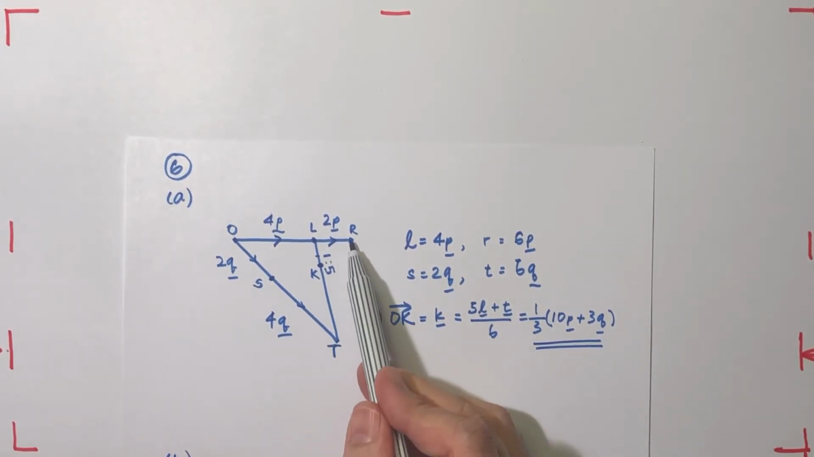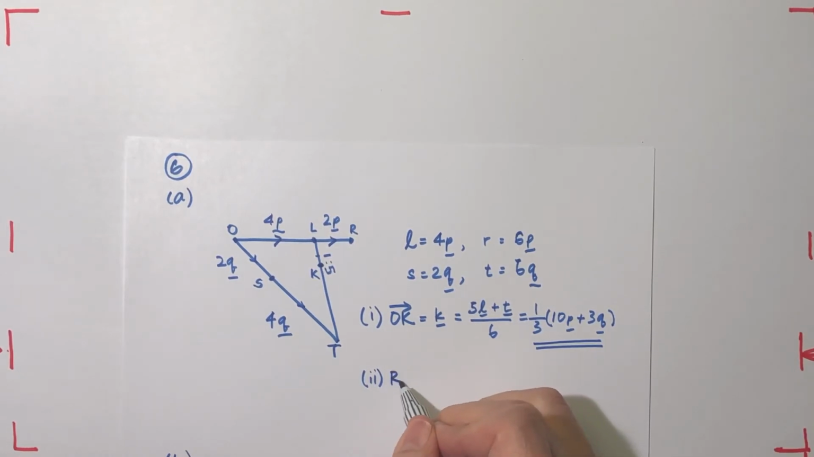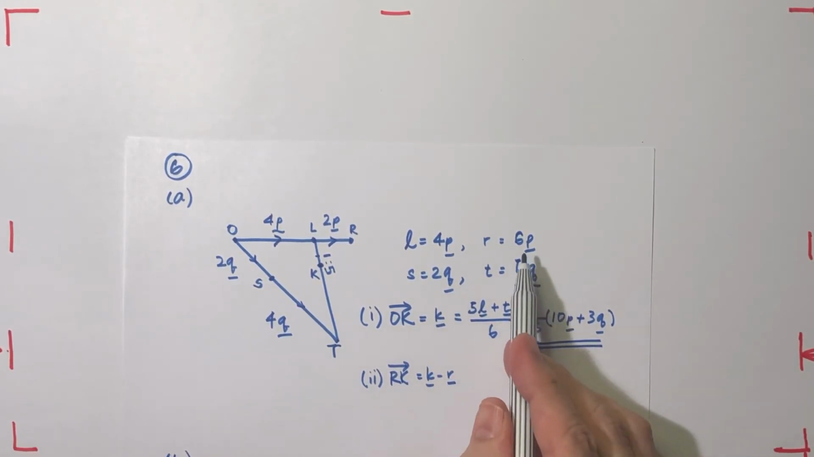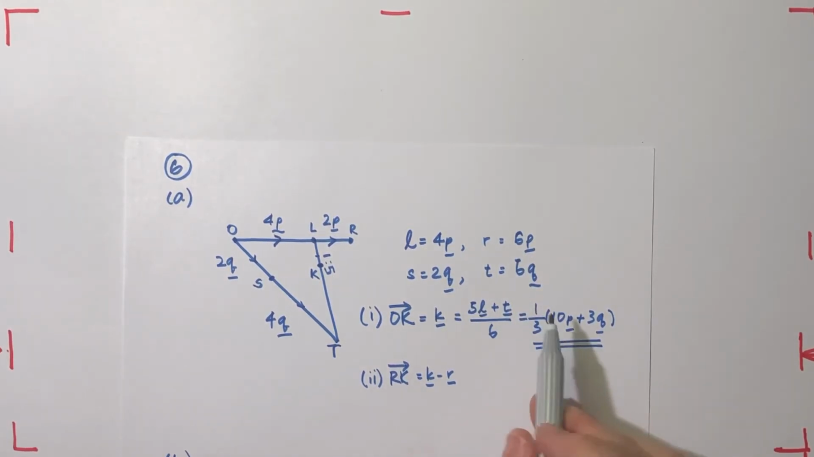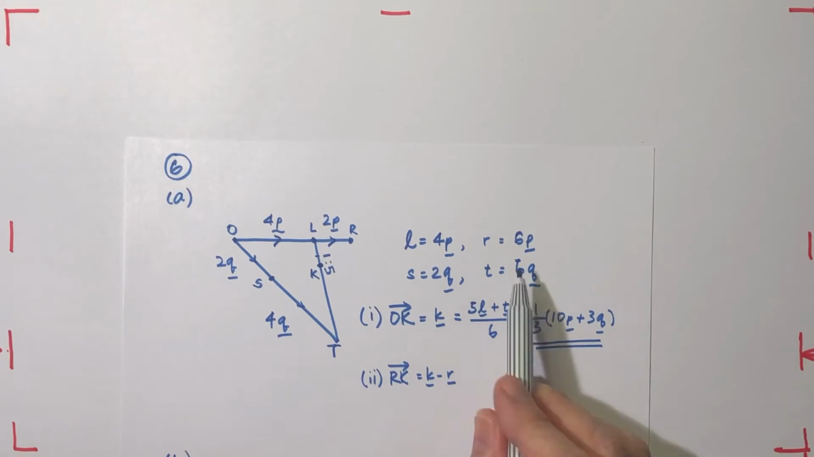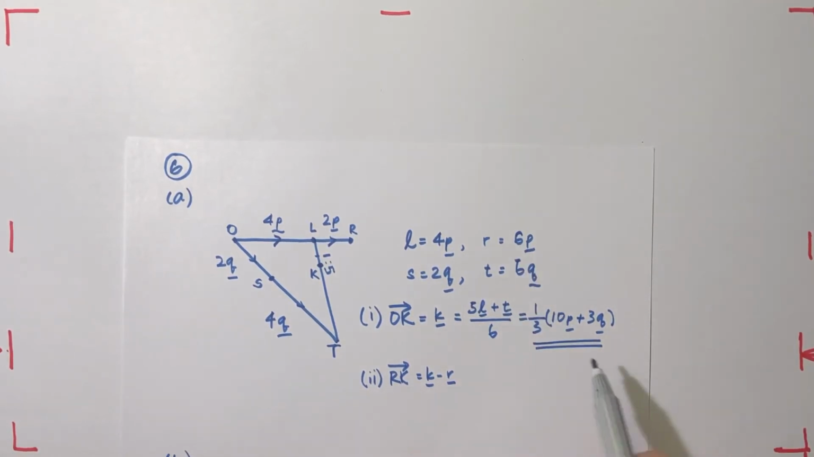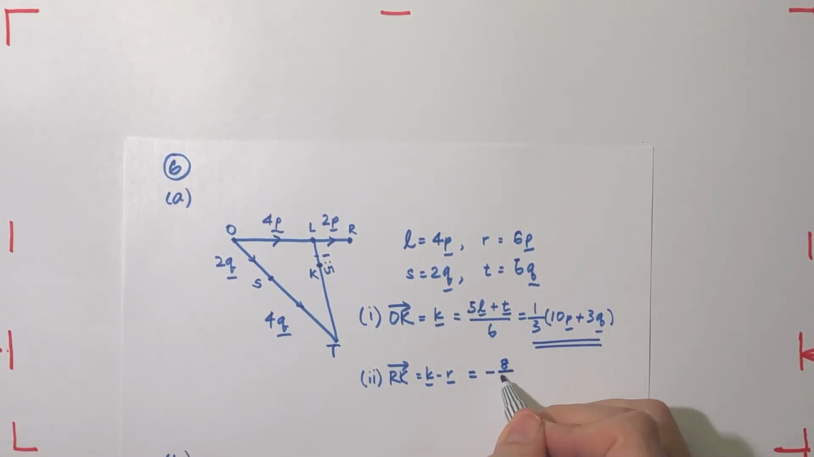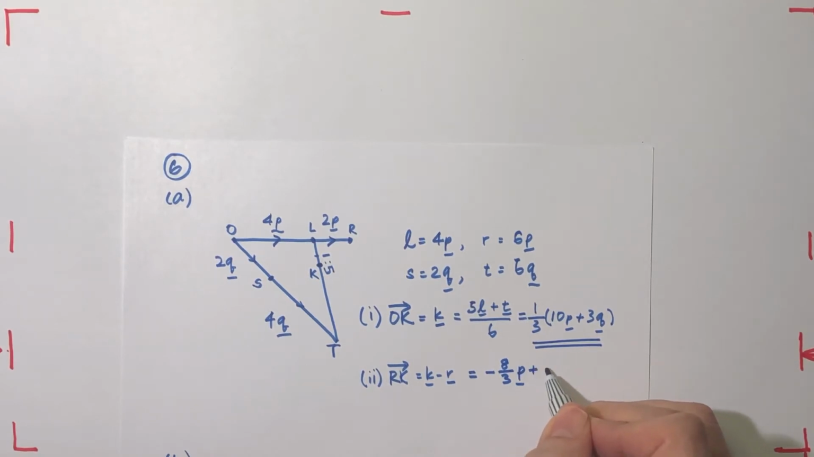For the second part, we have to work out RK. RK is equal to K minus R. So that would be this minus that. So for P, that's 10 over 3 minus 18 over 3, which gives you negative 8 over 3. So that would be minus 8 over 3 P plus Q. So that's the answer for part 2.